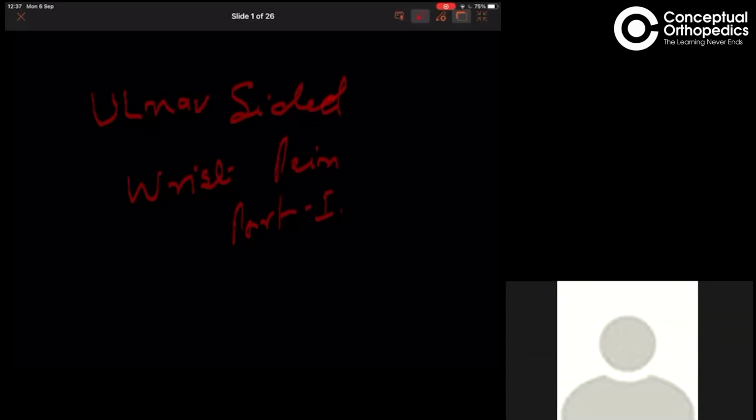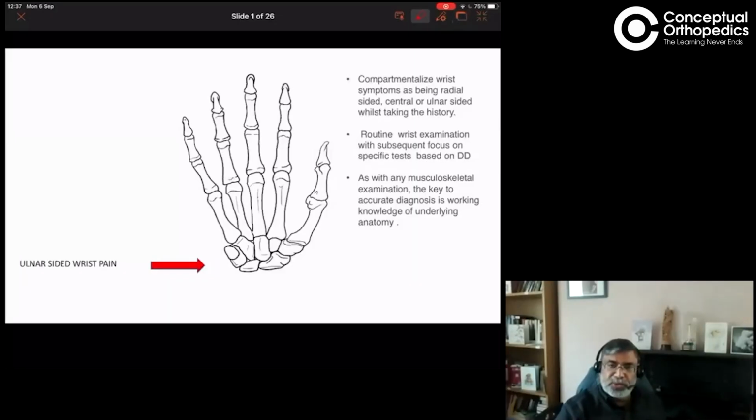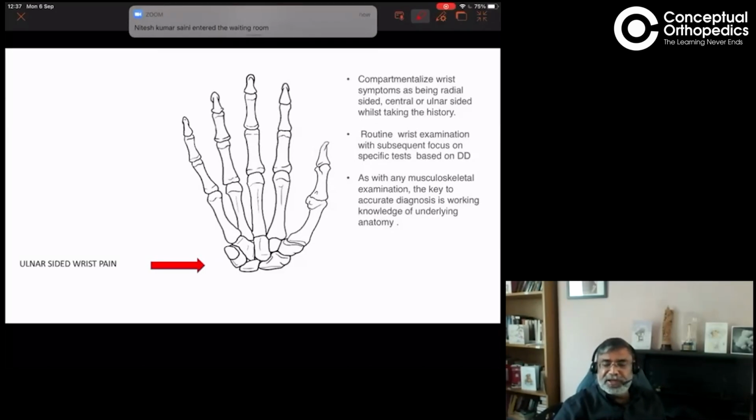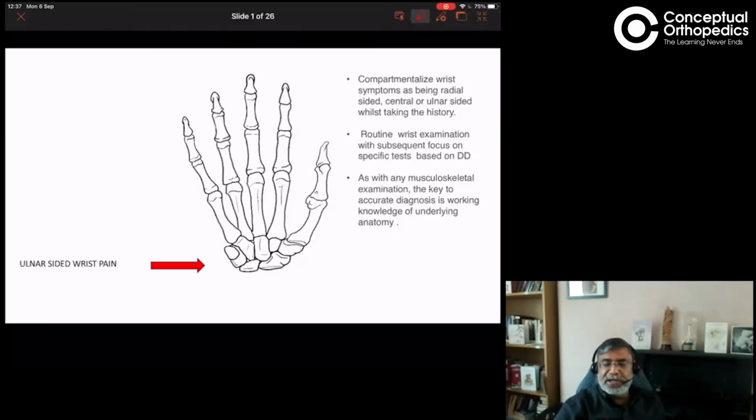So, as Naufal has said, we have already covered before the radial side wrist pain. And so, when we talk about the diagnosis of the wrist, either in your clinical practice or in exam situation, the best thing for wrist is first in your mind make a compartmentalization where exactly is the pain and divide mainly into three, whether it's radial side, central, or ulnar side.